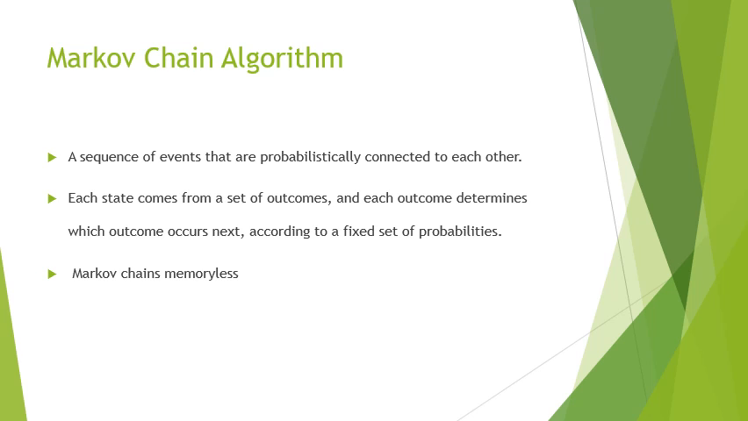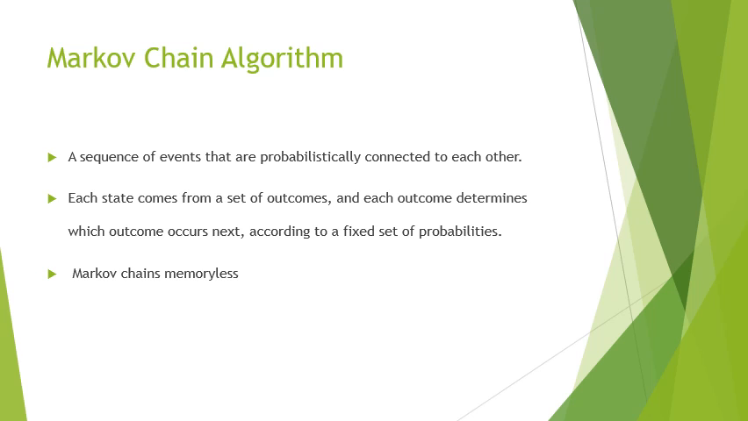And the next point is really saying what I just said. It's saying how each state comes from a set of outcomes, and each outcome determines which outcome occurs next, according to a fixed set of probabilities. This may sound very strange, but when I go to the next slide, it will be much clearer once I show the example.